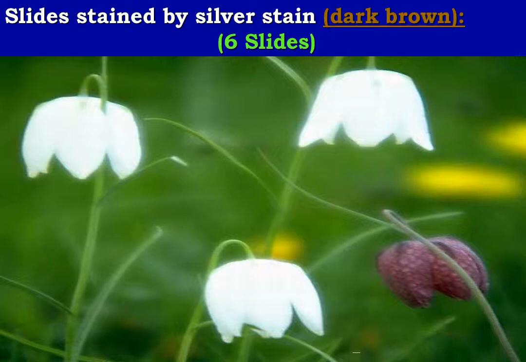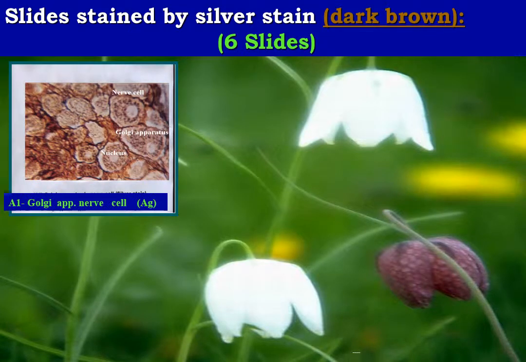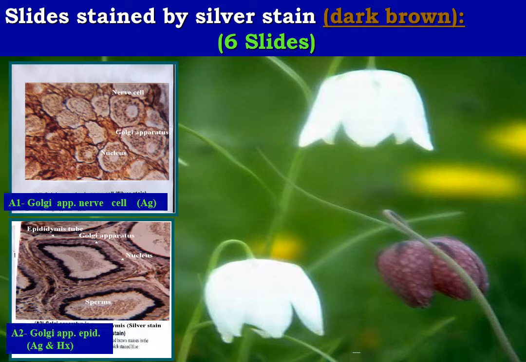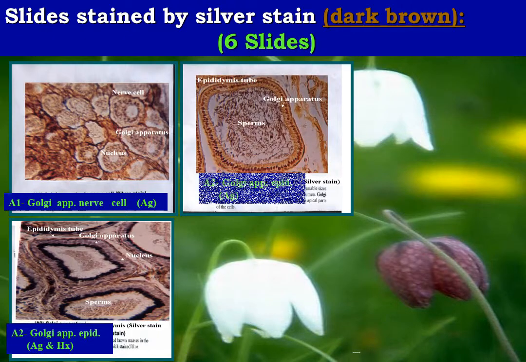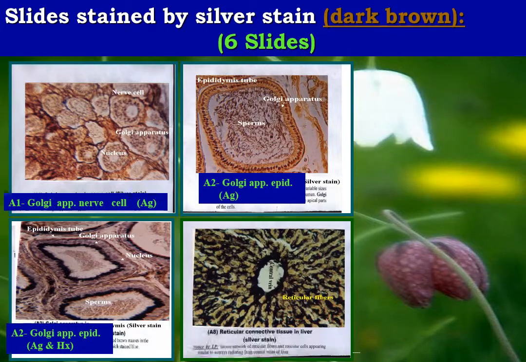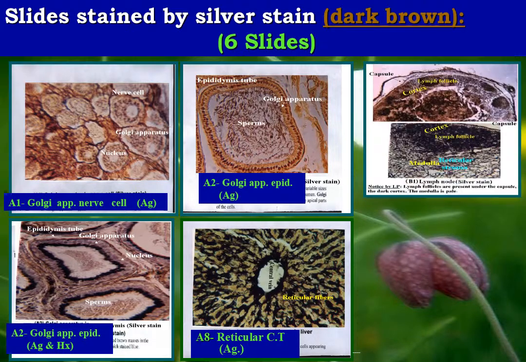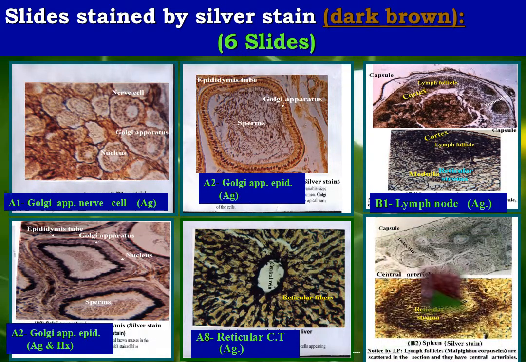There are 6 slides, 3 identified by high power and the other 3 identified by low power. Those identified by high power are Golgi apparatus in nerve cell, Golgi apparatus in epididymis stained with silver and counterstained with hematoxylin, and Golgi apparatus in epididymis stained with silver. Those identified by low power are reticular fibers in the liver, reticular fibers in lymph node, and reticular fibers in the spleen.